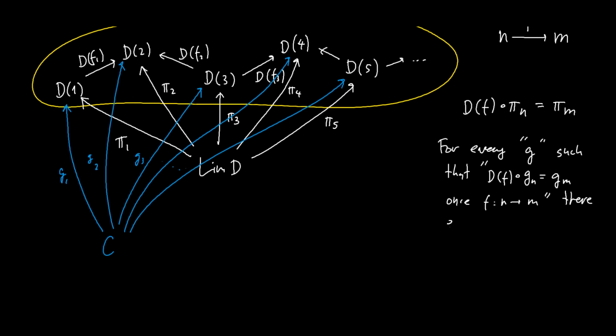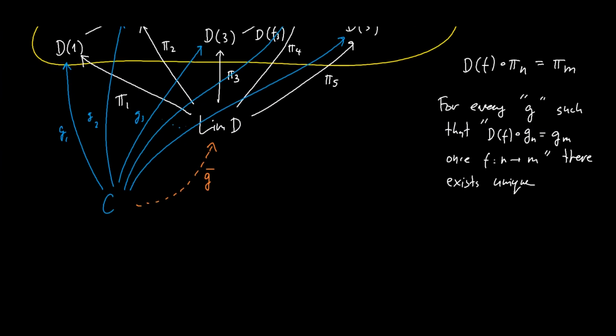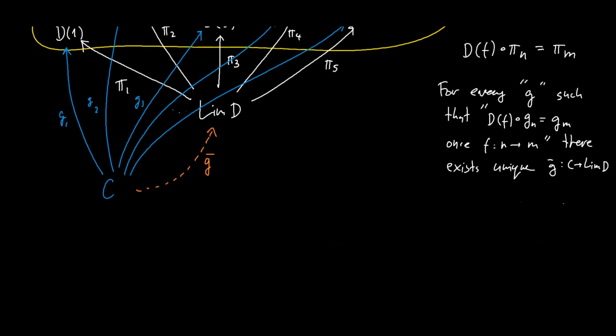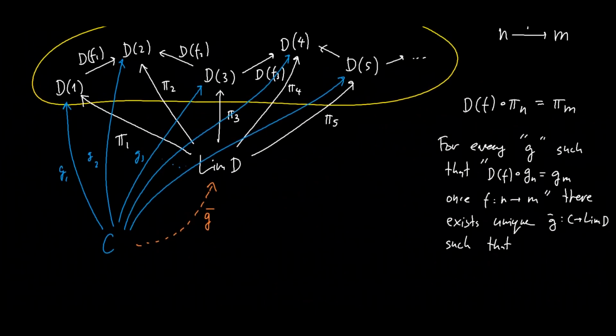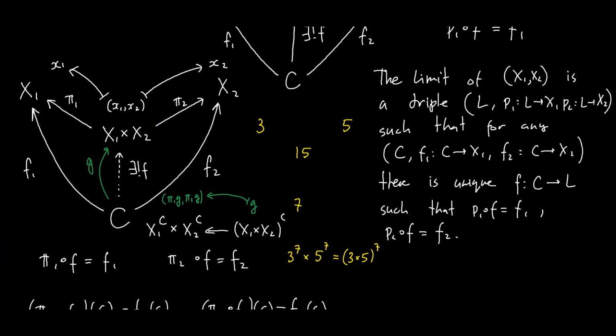So for every such G, there exists a unique arrow here, which I'm going to call G bar. There exists a unique G bar going from C to this limit D, such that, okay, let's go back to the previous picture. When I said that there is a unique arrow here, I wanted these triangles to commute.